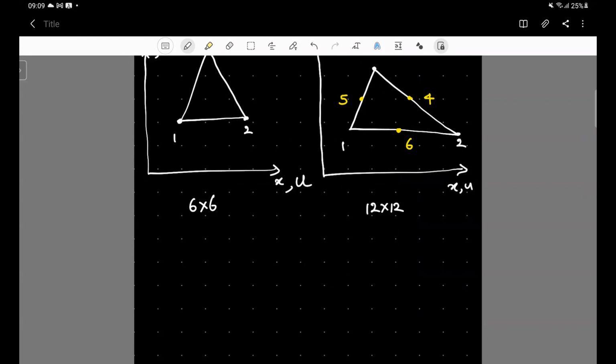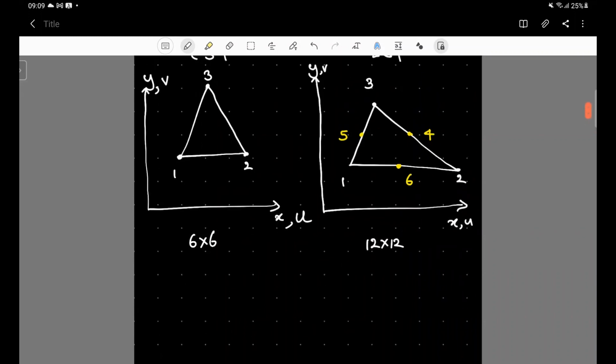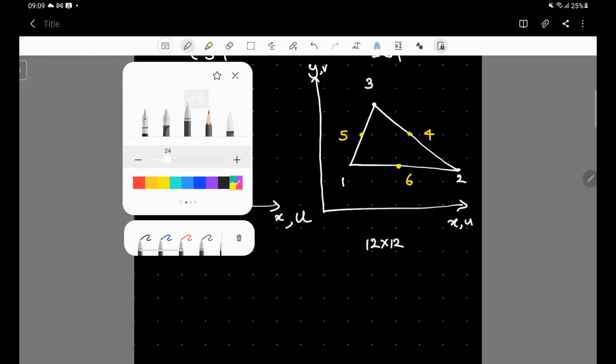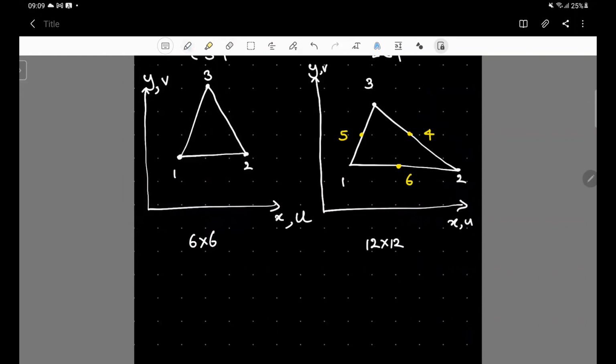Just before we move on, I will show you the notation, which is the same notation, of course. Each node has 2 displacement functions.